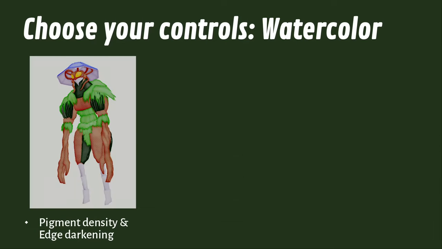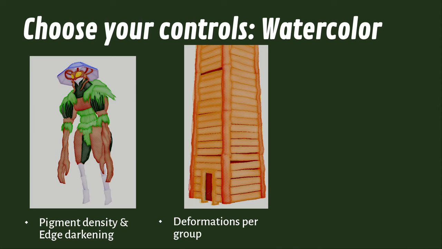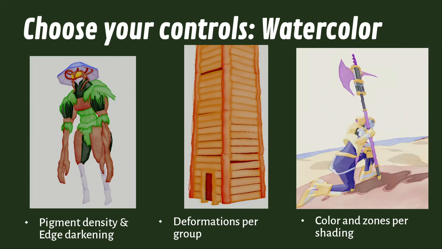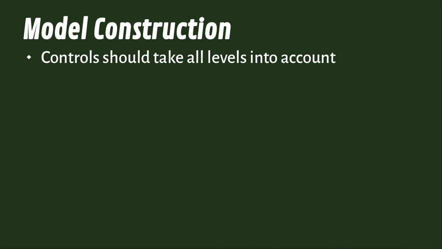For instance, for the watercolor, I was more on the pigment density and edge darkening. I had the deformation of every glaze group I have here. And I actually managed to also control which glaze and where they happen, depending on the colors and depending on the shading and the actual material. But you need to have this whole pipeline in mind. So even when you do your model, you need to take all the levels into account.